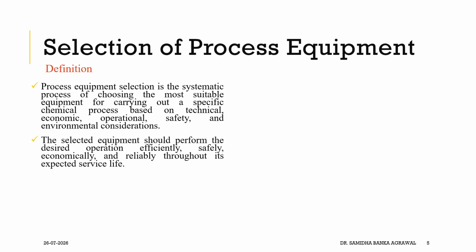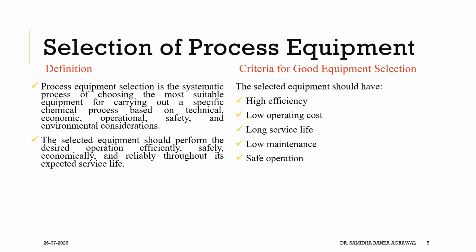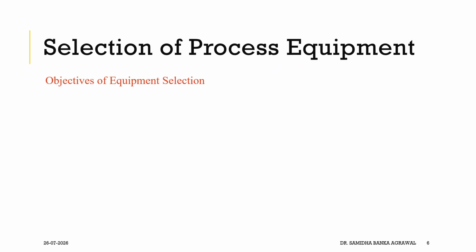The selected equipment should perform the desired operation efficiently, safely, economically, and reliably through its expected service life. This is very understandable. Now, what are the criteria for good equipment selection? The selected equipment should have high efficiency, low operating cost, long service life, low maintenance, safe operation, easy installation, standardized design, easy availability of spare parts, and compliance with standards such as ASME, IS, and API.